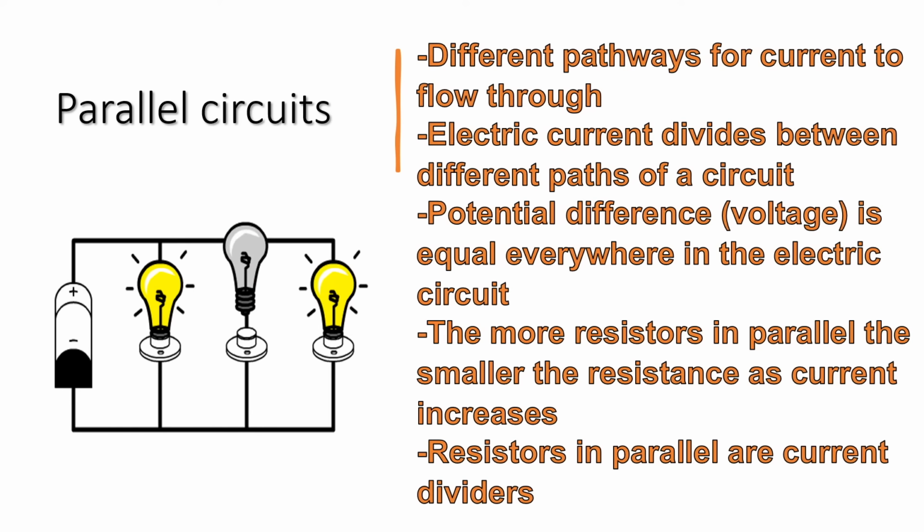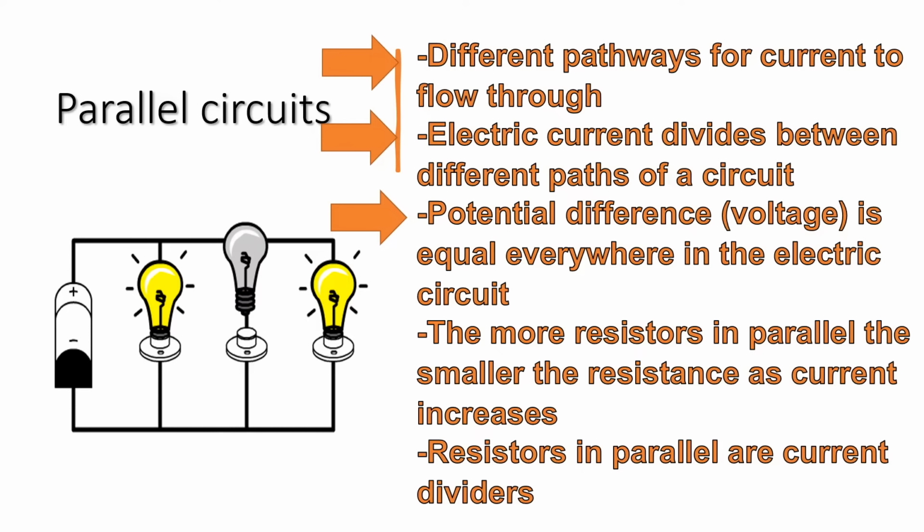Now, parallel circuits will have different pathways for the current to flow through, meaning there's not just one single pathway, there could be multiple pathways for the current to flow through. The electric current therefore divides between the different parts of a circuit and will not be the same everywhere in a parallel circuit.